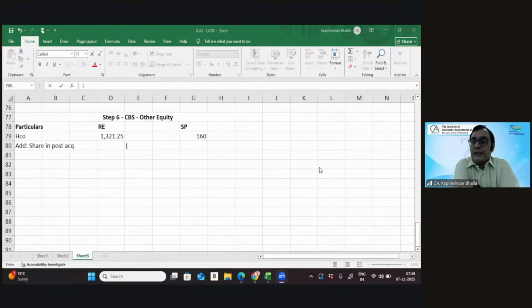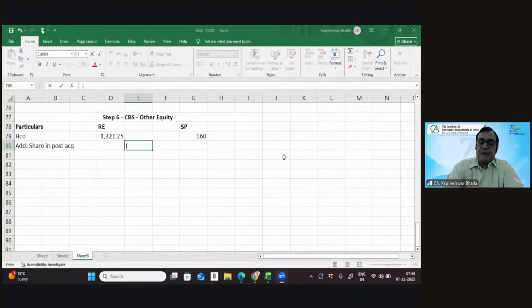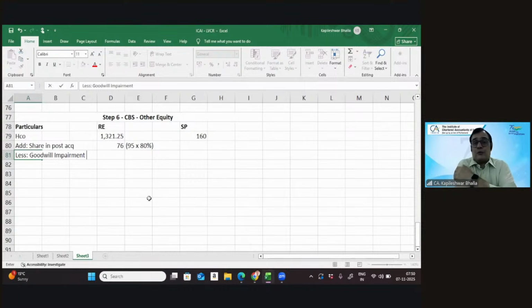And that's absolutely correct. So in this particular case, let's go back to the analysis. So the post-acquisition profits is 95 and 80% of this belongs to the parent. So let's take 80% of this, that's 76. And then in this case, we also need to consider the goodwill impairment as well. And that's right. So now let me put across that question also. I think it will be a good one.